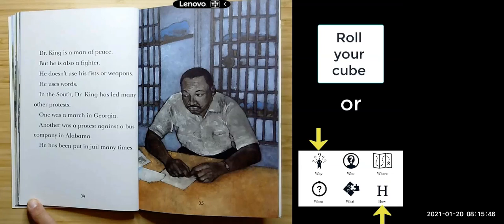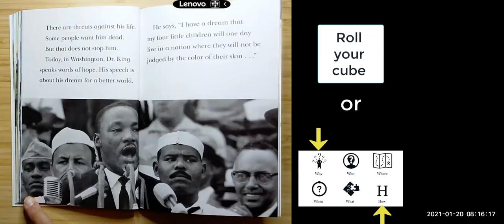Dr. King is a man of peace, but he is also a fighter. He doesn't use his fists or weapons. He uses words. In the South, Dr. King has led many other protests. One was a march in Georgia. Another was a protest against a bus company in Alabama. He has been put in jail many times. There are threats against his life. Some people want him dead, but that does not stop him.